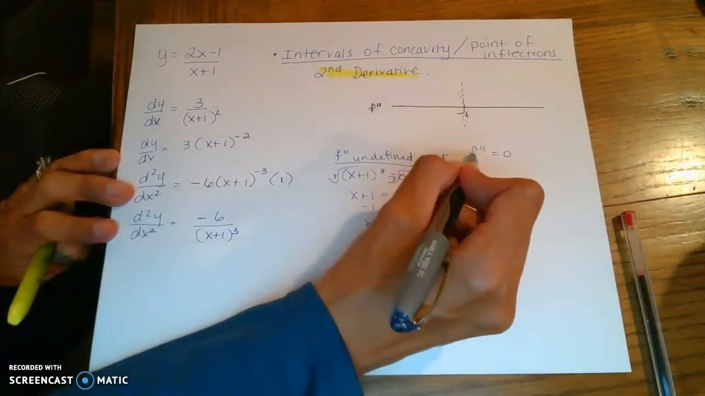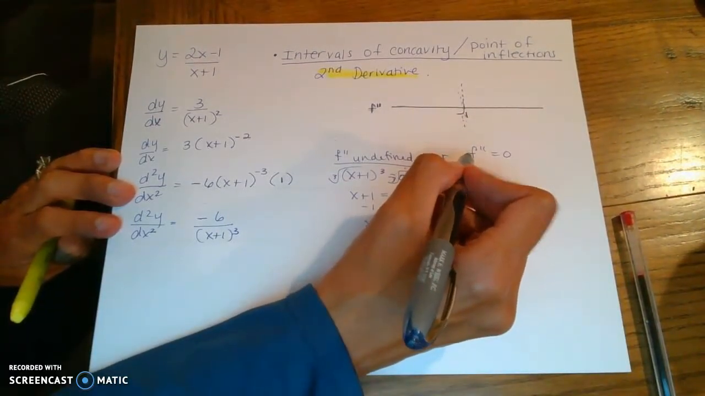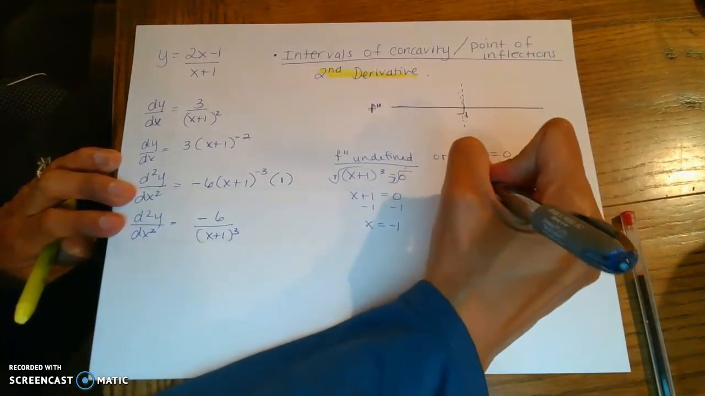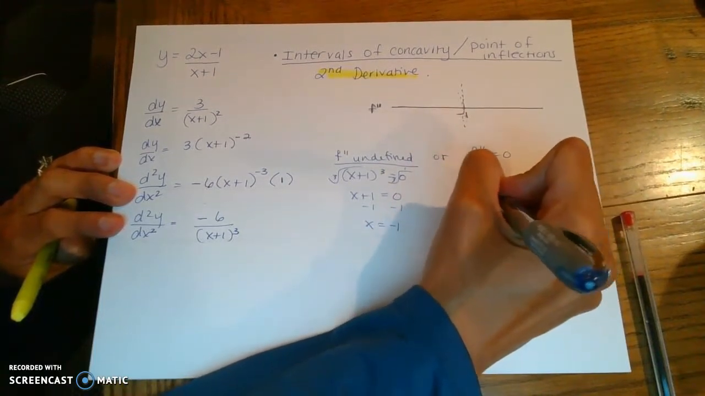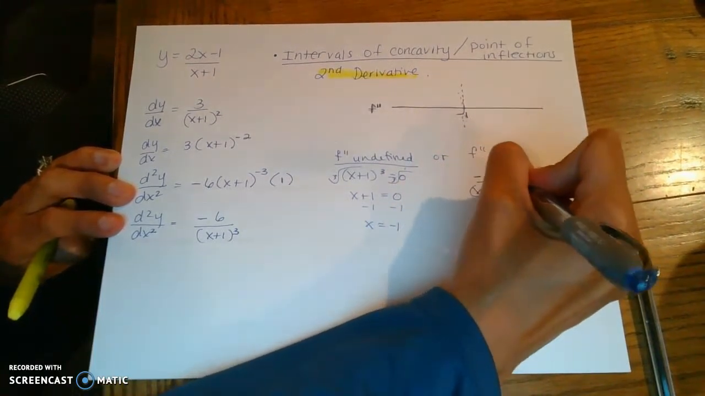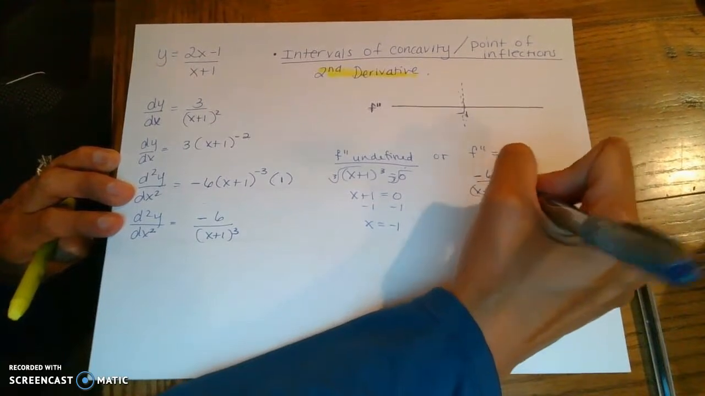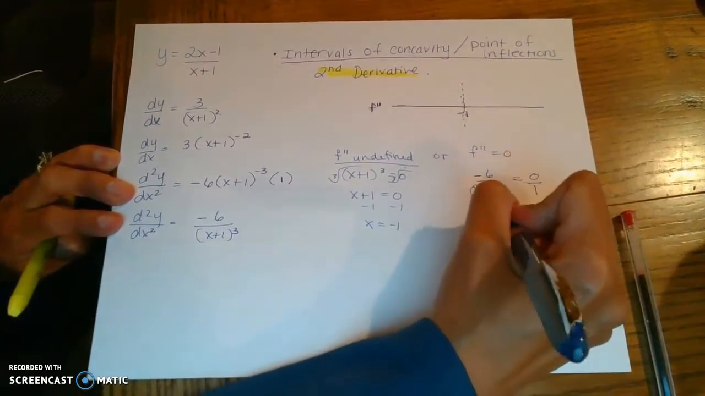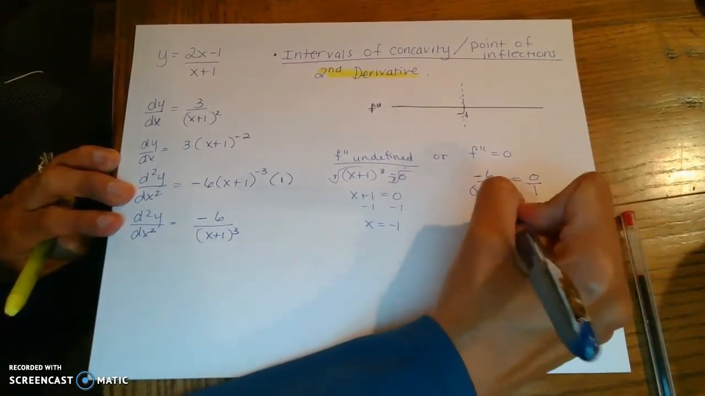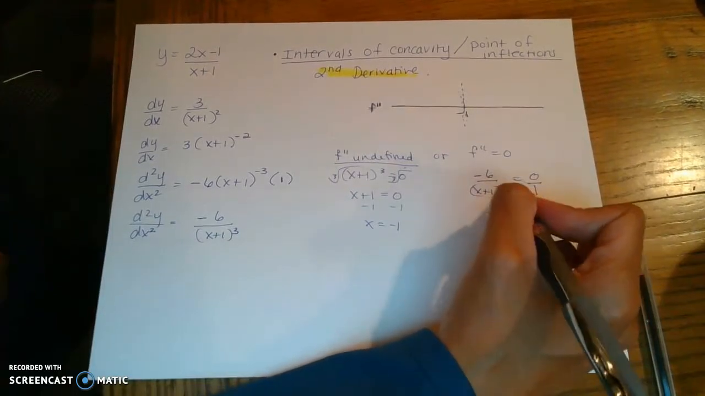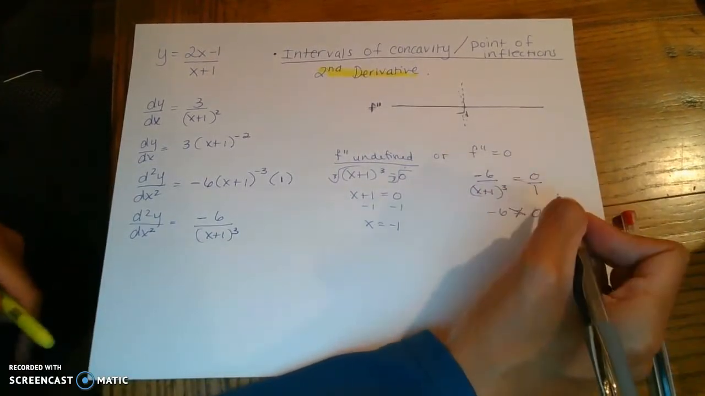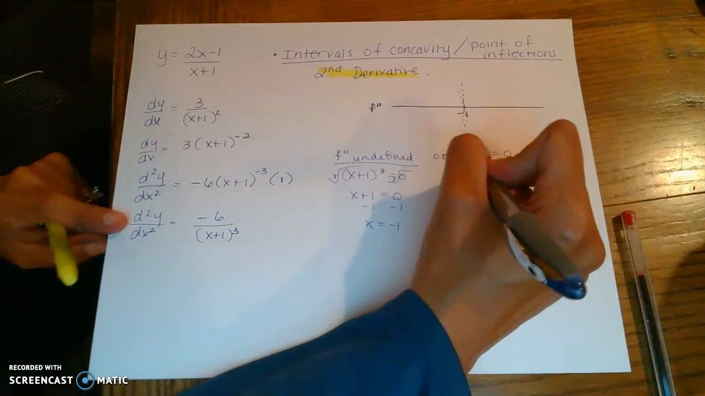Okay, now let me see, are there any values when the second derivative equals 0? So if I put -6 over (x plus 1) cubed, because that's the second derivative, and set it equal to 0, again, I cross multiply and I get -6 is equal to 0. Well, that's not true. There is no value of x that will make that second derivative equal to 0, which means that there are no more critical values.